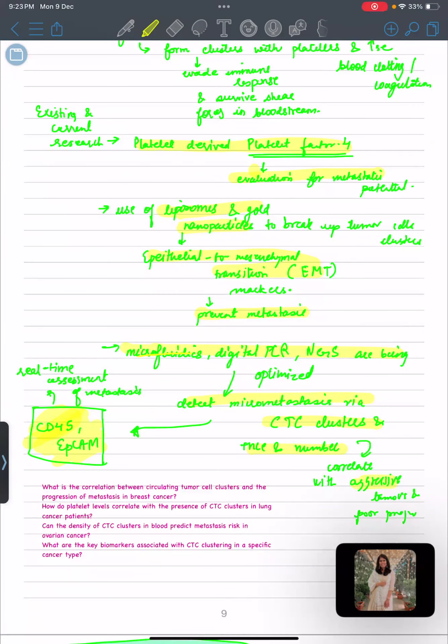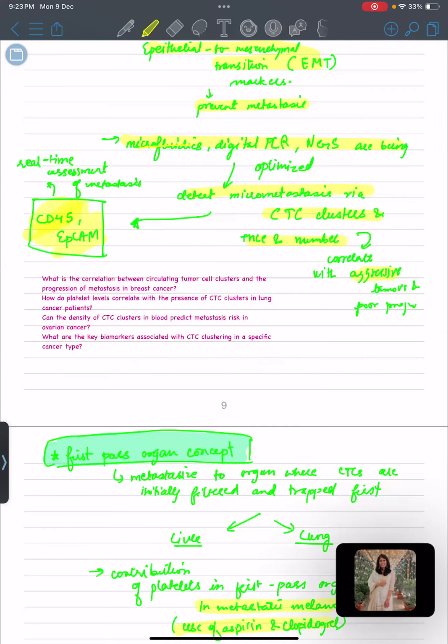This was my area of interest, and this nanoparticle technology attracted me a lot. Then the third area is microfluidics and the use of digital PCR and NGS to detect micrometastasis via these CTC clusters, and the quantification of these clusters to correlate with the aggressive nature of the cancer.